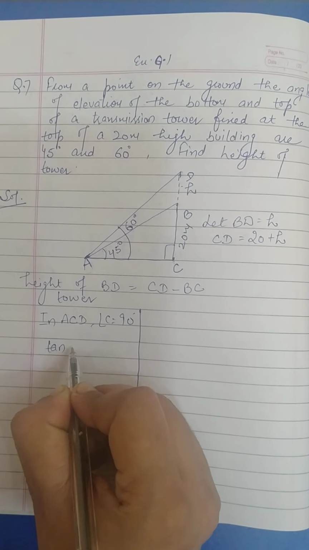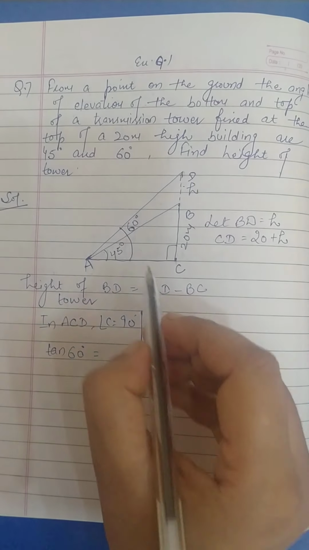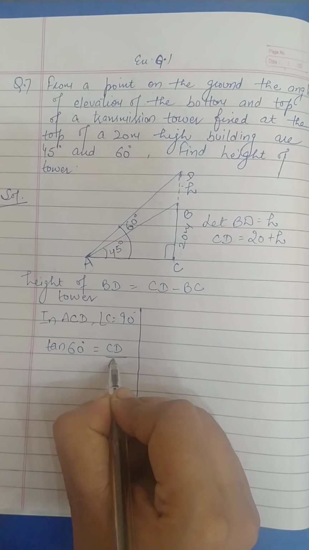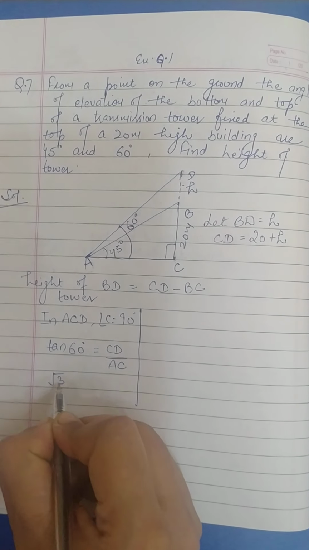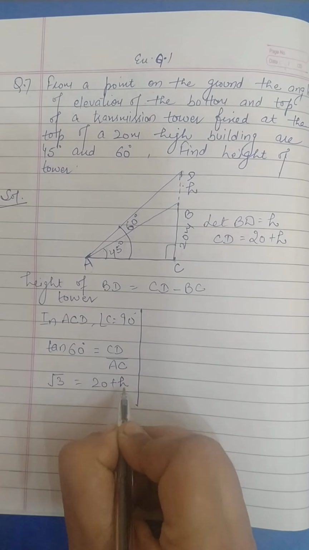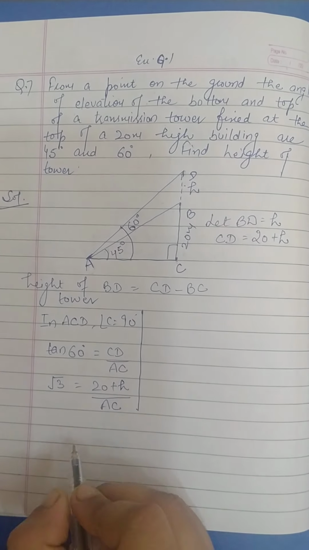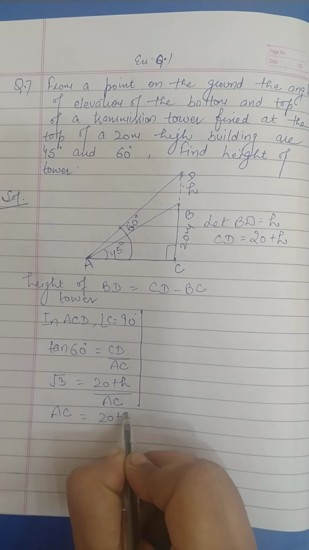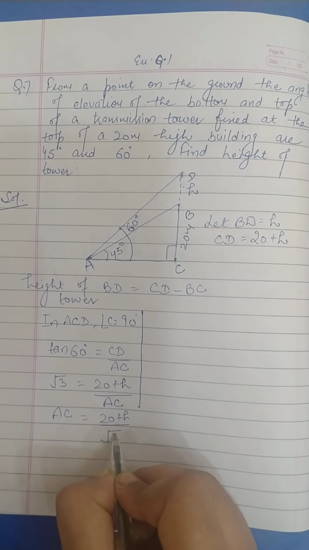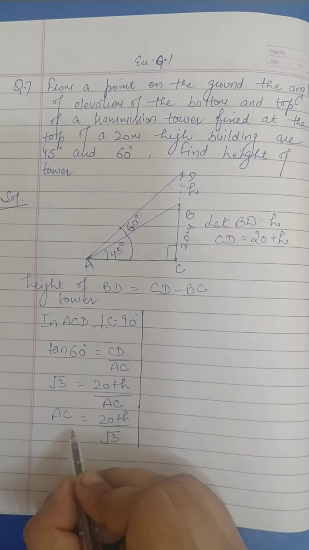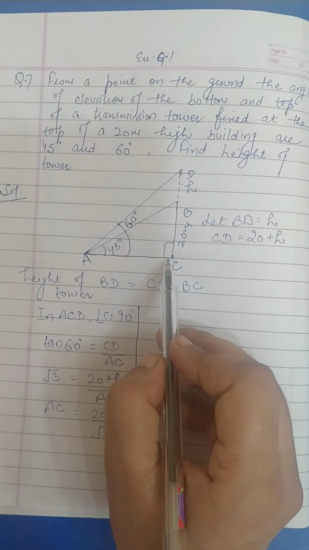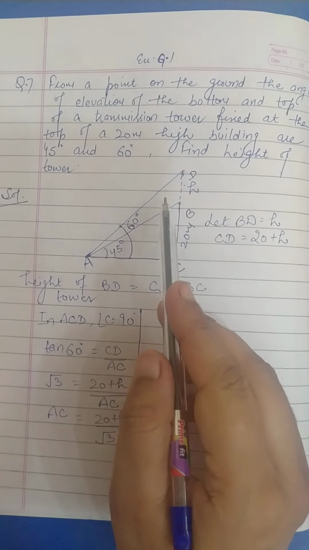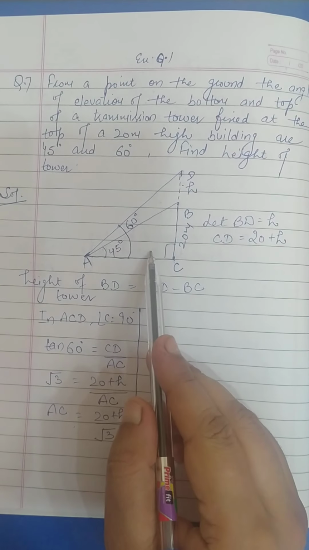So we can apply the formula of tan 60. Tan 60 is equal to perpendicular CD upon base. Tan 60 is root 3. CD is 20 plus h upon AC. Cross multiply. Now what is AC? AC is 20 plus h upon root 3. Now why we have to find AC? Because AC is the common side in both triangles. So we can find this side with the help of one triangle and we can equate in the second.